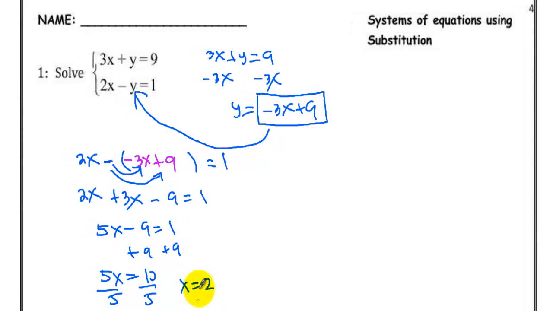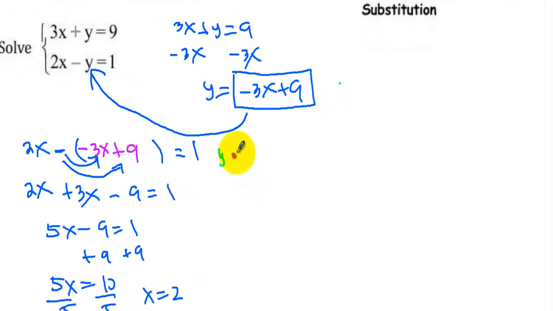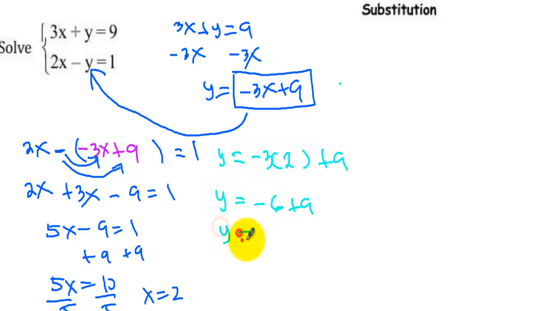Once you have a value for one of your variables, you can either use the first equation, second equation, or this equation that was derived from the first equation to solve for the value of y. In this case, I am going to use this equation since my y has already been solved. So I will have y equals negative 3x plus 9. But the x that we got earlier was equal to 2. So you will have y equals negative 6 plus 9. Simplify, you will have positive 3. So your answer, the intersection of these two lines, will be the point 2 comma 3.